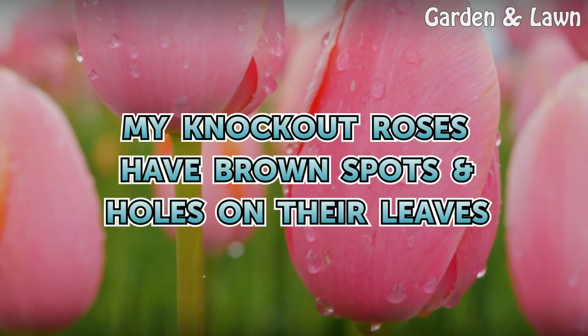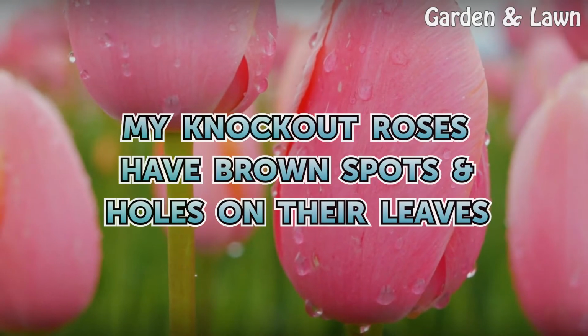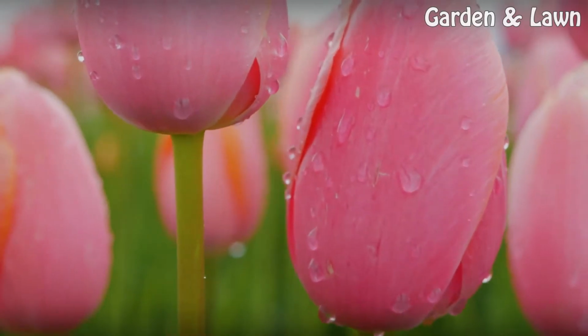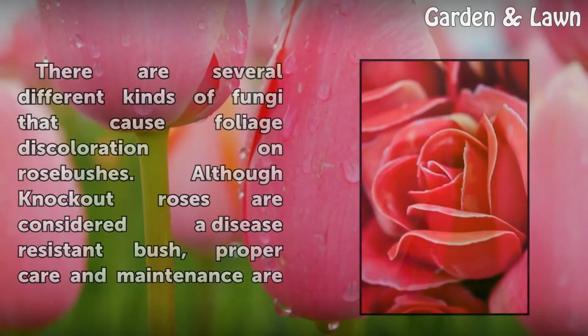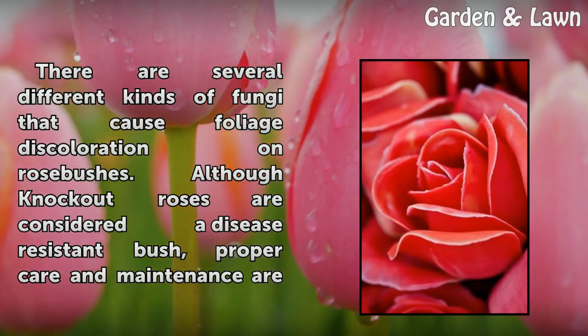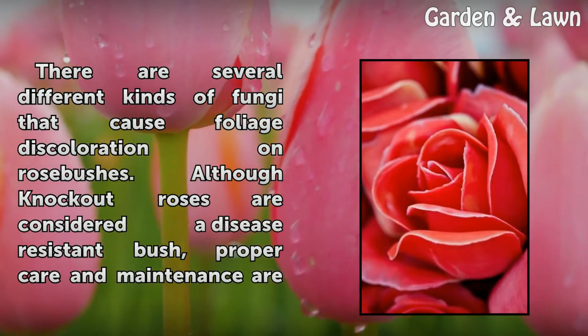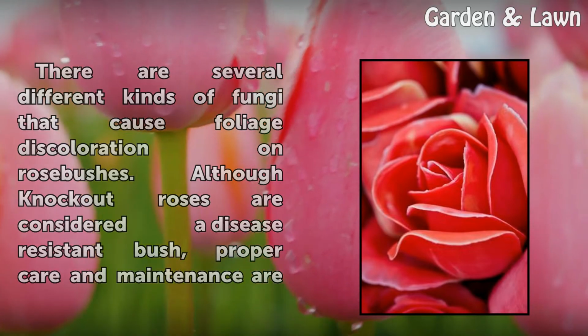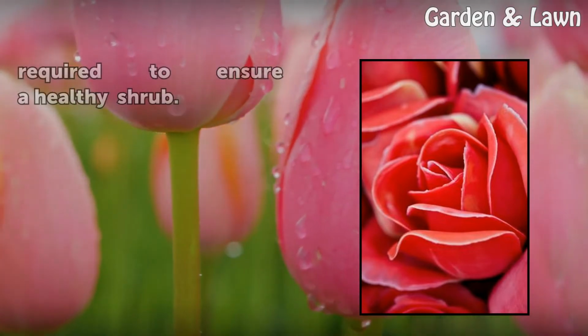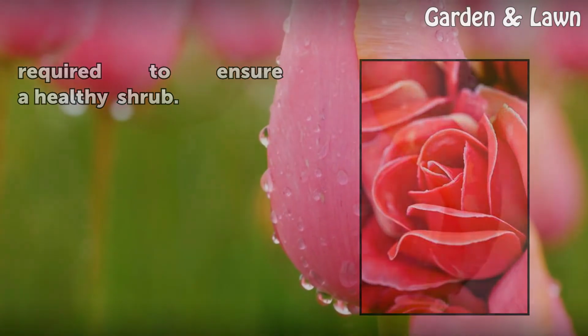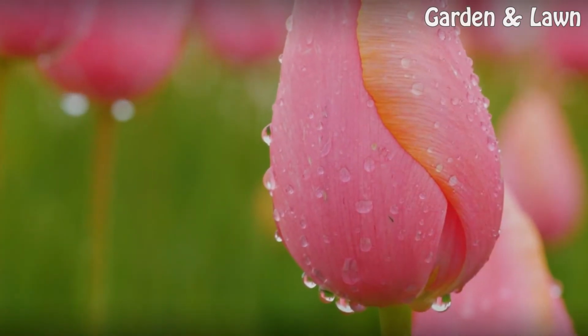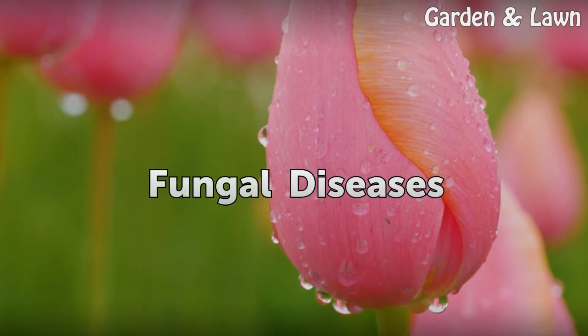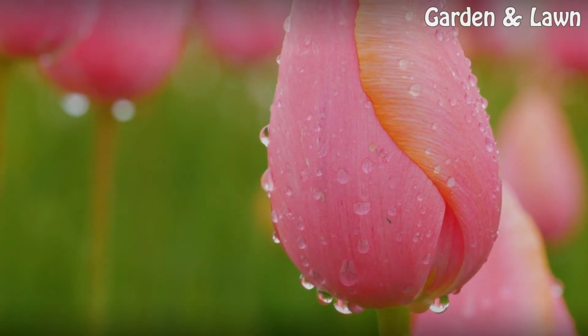My knockout roses have brown spots and holes on their leaves. There are several different kinds of fungi that cause foliage discoloration on rose bushes. Although knockout roses are considered a disease-resistant bush, proper care and maintenance are required to ensure a healthy shrub. Fungal diseases.